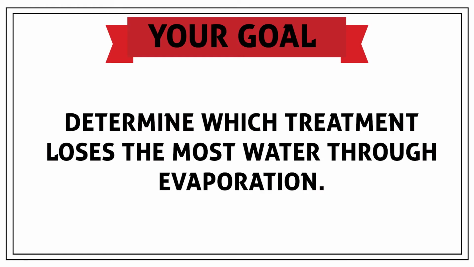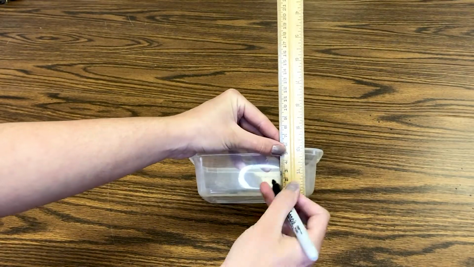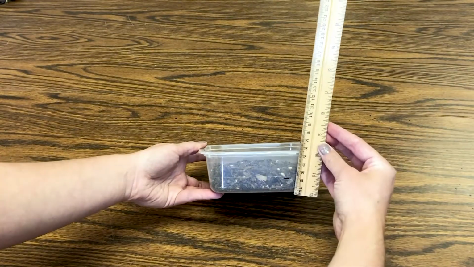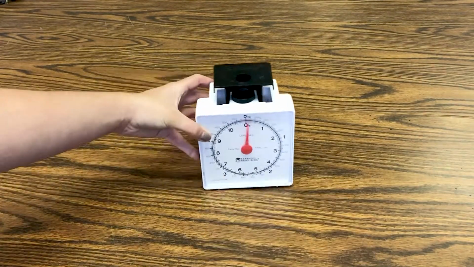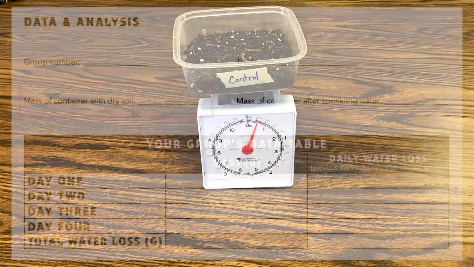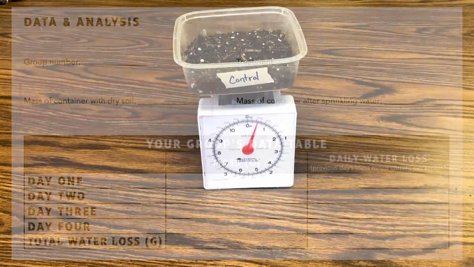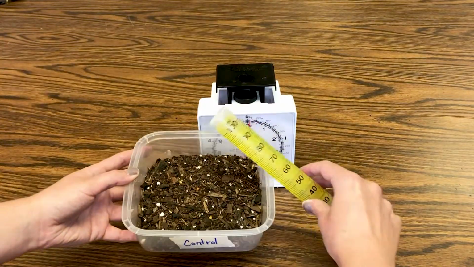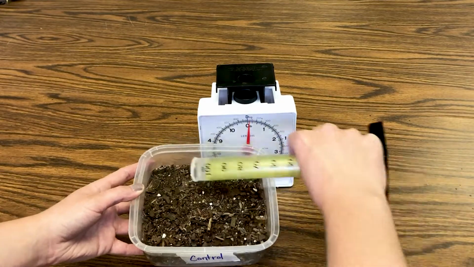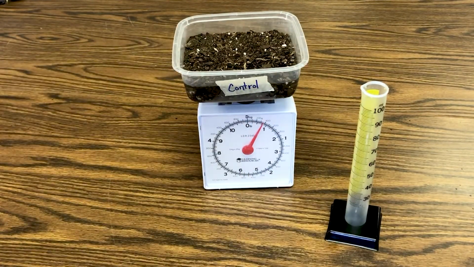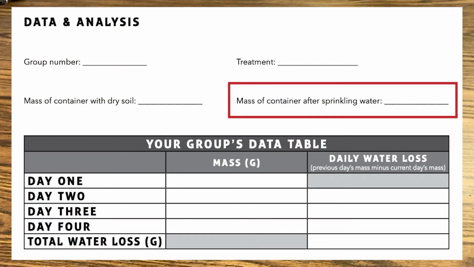Your goal is to determine which treatment loses the most water through evaporation. Each group will measure 2 centimeters from the bottom of your container, make a mark, and fill it with dry soil to that mark. Take the mass of the container with the dry soil and record it on your worksheet. Measure 100 milliliters of water and carefully sprinkle it evenly on top of the soil. Take the mass of the container with the soil and water and record it.